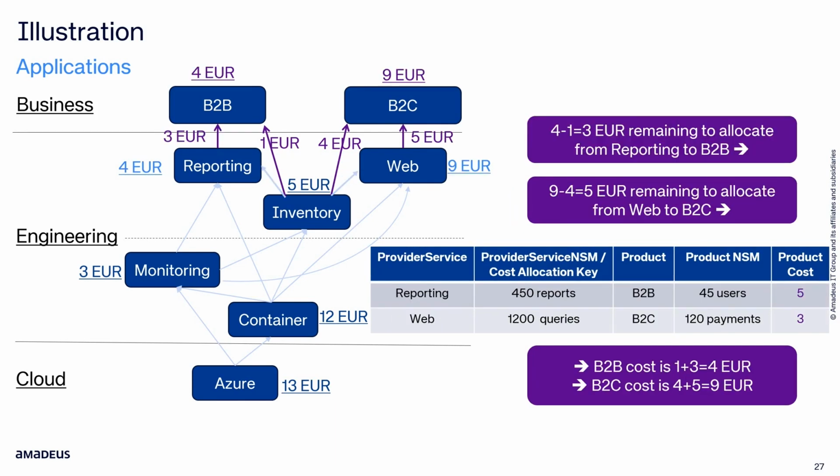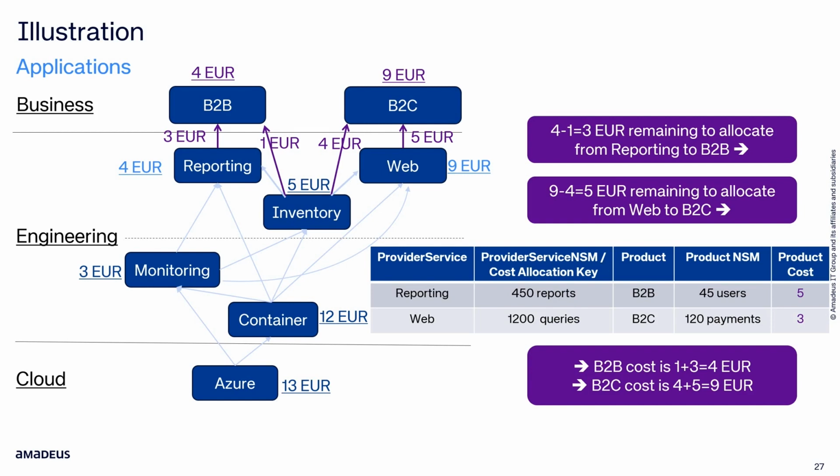Now, let's reallocate the cost of reporting to the B2B product. 1 euro coming from inventory has already been allocated. Thus, reporting allocates only the remaining part coming from its platform consumption, which is 3 euros. The reporting application also signals that 45 users have been supported for the B2B product.